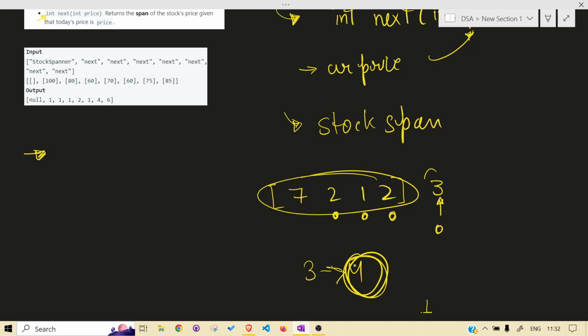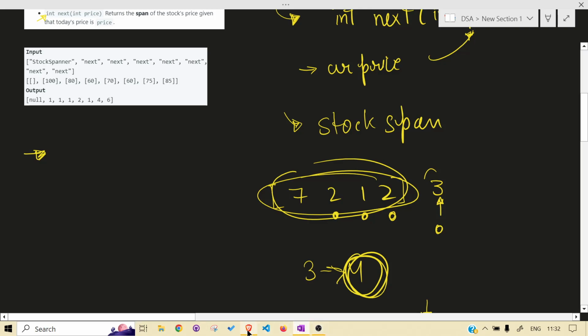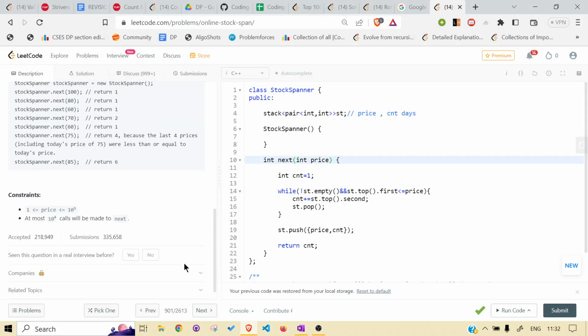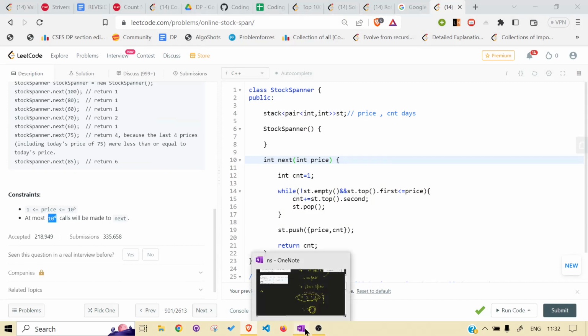But let's discuss which data structure we should use, because there are many data structures in which we can store the previous prices. But we need something clever, because let's see how many calls are made to next: 10 to the power 4. So we need something clever.